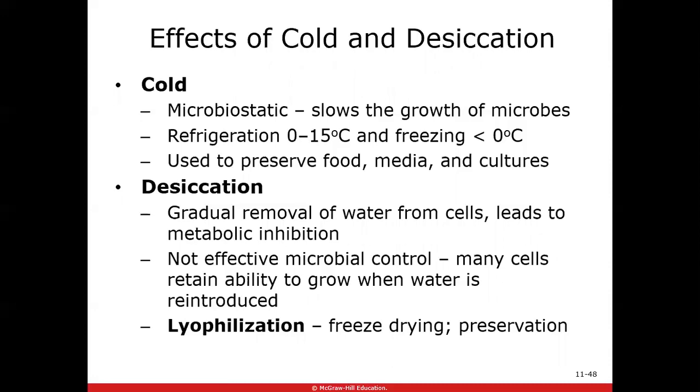So you can have refrigeration that's 0 to 15 degrees Celsius. 0 is about 32 degrees Fahrenheit. 15 degrees Celsius is about 59 degrees Fahrenheit. So that's refrigeration. And then freezing, less than 0 degrees Celsius, which is less than 32 degrees Fahrenheit. That's used to preserve food, media, and cultures. So it slows the growth of microbes. But if you notice, if you have food in the refrigerator, it can still go bad. It just takes longer to go bad.